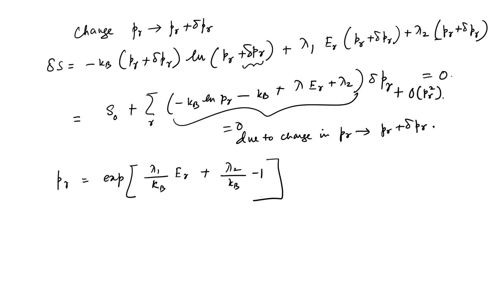So, for extremizing, if you write delta S, this S0 is just a constant, okay. S0 is the original entropy of this system when you have not done this P_R to P_R plus delta P_R. The only thing that comes to the first order in delta P_R is this term with this bracket times delta P_R. So, we are just putting the coefficient of this delta P_R term equal to 0, and this is what we get by doing that. Now, we have to determine lambda 1 and lambda 2. These are lambda 1 and lambda 2 that we want to calculate.